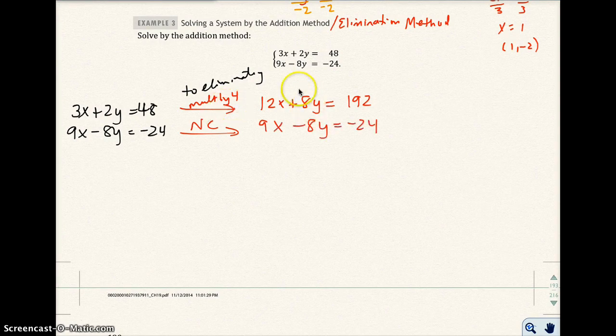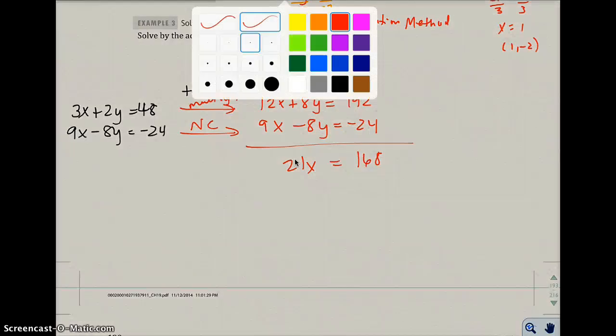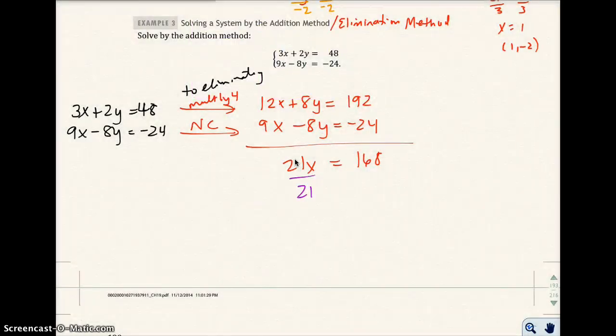Notice now that when I add them up, this would eliminate. So now I can add them. So I get 21x equals 192 plus a -24, which gives me 168. If I divide both sides by 21, I get x equals 8.